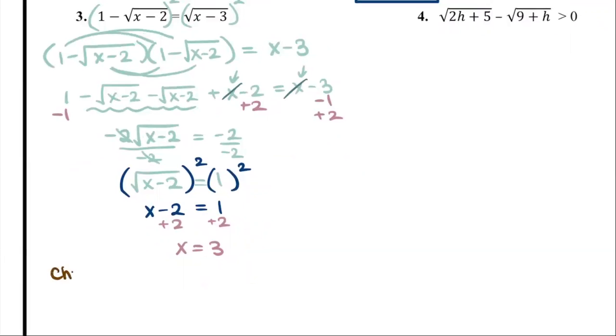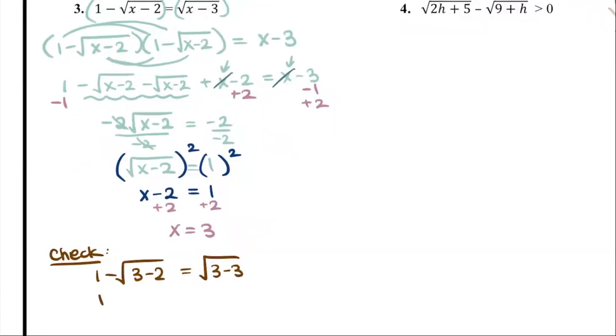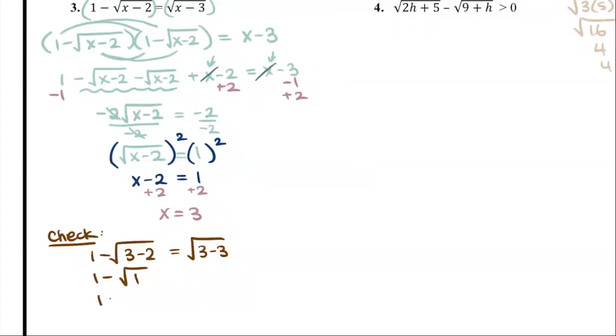Good. All right, so let's check it. I'm going to plug it into the original and substitute 3 anytime I see x. All right, so then what do I get? I get 1 minus square root 1. All right, and that gives me 1. Good. And then 1 minus 1 gets me 0. Nice. All right, and then what about this right-hand side? Then that equals 0. Good. So does it work out? Yes, it does.